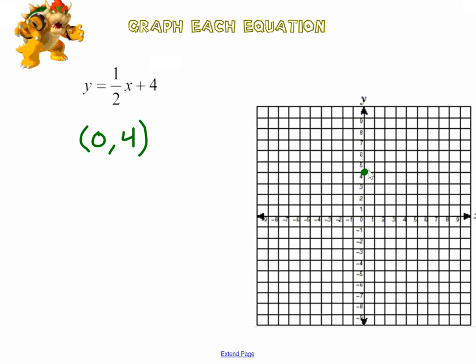My slope this time is 1 over 2. So that's telling me that I'm going to rise 1 and run 2. So starting from my green dot, I'm going to rise 1, run 2, repeating that several times. I can also go backwards to keep that straight line going.